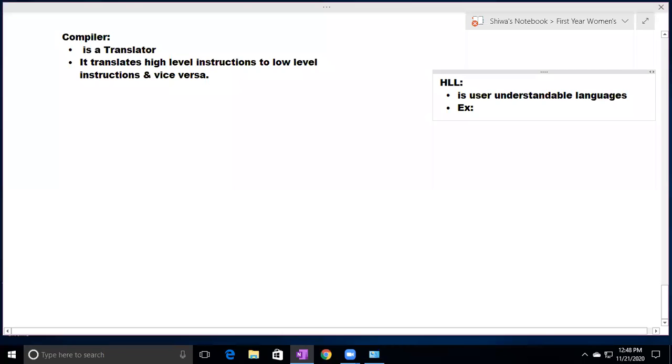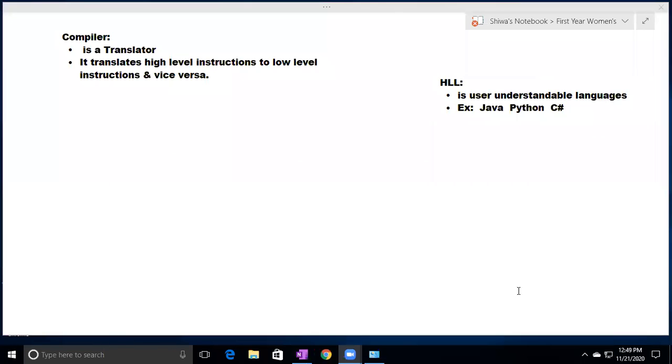Example, Java language is a high level language. Python language is the high level language. C sharp is the high level language. Like that, VB language is there, COBOL language, Fortran language. All these are examples of high level languages. We can understand that language easily. Computer cannot understand it. This is not machine friendly, this is the user friendly language. We write the instructions.